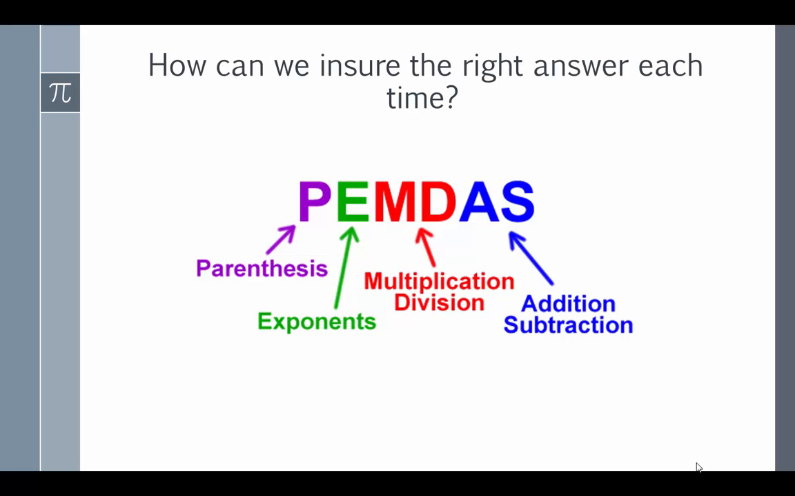The way that we can ensure that we get the right answer each time is by following the acronym PEMDAS. P stands for parentheses, E stands for exponents, MD stands for multiplication and division, and the AS stands for addition and subtraction. It's important to note that the multiplication and division are both the same color, and addition and subtraction are both the same color. The reason they are that is because they're equal in rank. So you do not do one above the other, you simply just work from left to right.